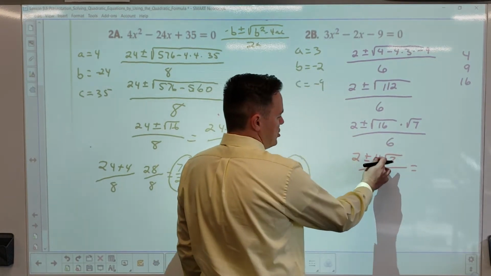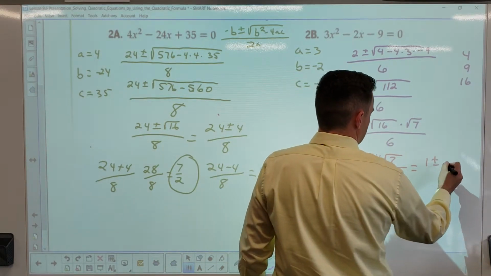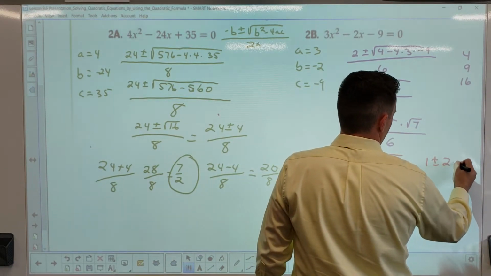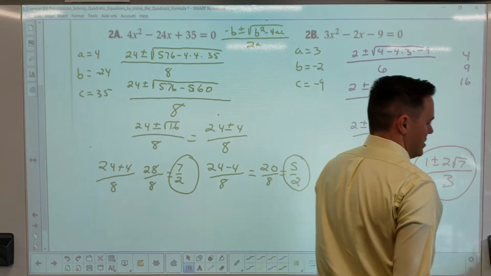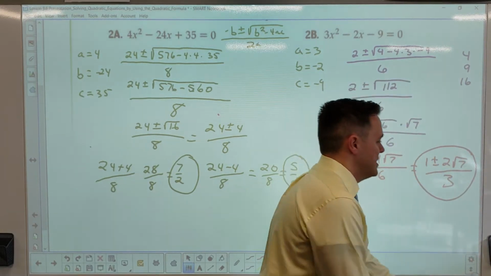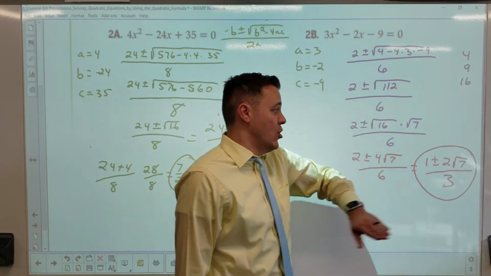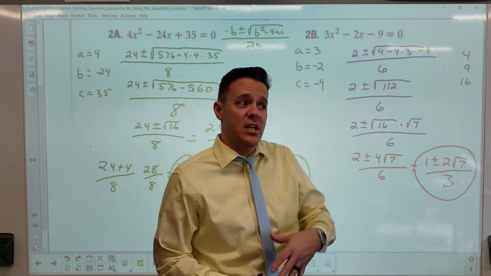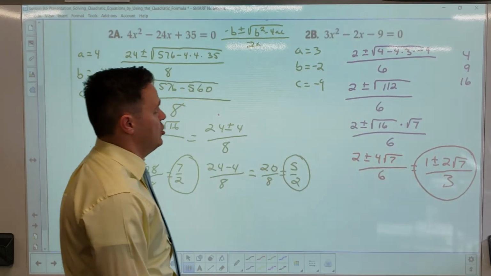Okay, you could divide a 2 out of all of these. So this would be 1 plus or minus 2 all over, there's your answer. Same thing. Graph it in Desmos. If you graph it in Desmos, you have no idea what this is, but you could get the decimal point and then compare the answer to make sure you get the same thing.